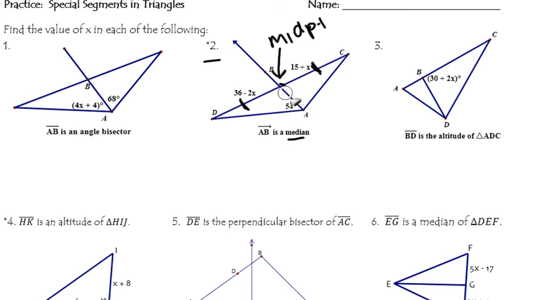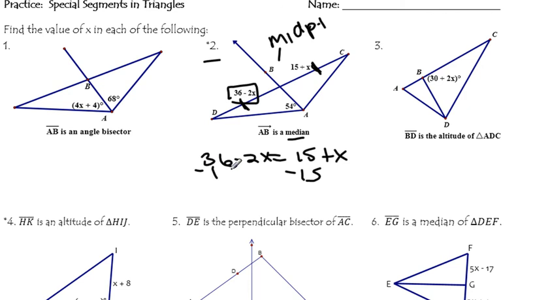Algebraically, if they're congruent, that means that they are equal to each other. So this 36 minus 2x is equal to 15 plus x. I'm first going to subtract 15 from both sides. So I get 21 minus 2x equals x.